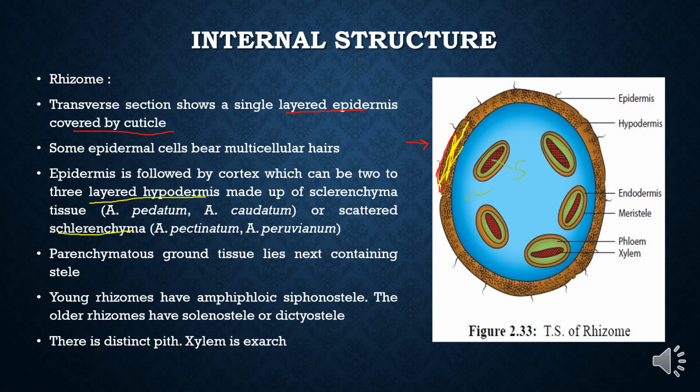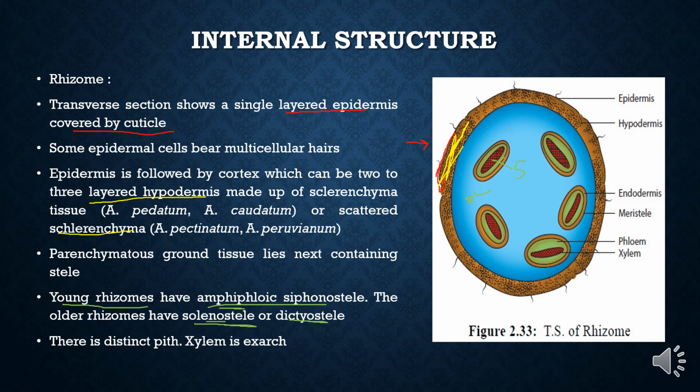So this ground tissue region is made up of parenchyma. And the stele we see here is a dictyostele, but when the rhizome is very young, it has an amphiphloic siphonostele. But as the number of leaves increases, there is an increasing number of leaf gaps. Due to this increasing number of leaf gaps, the amphiphloic siphonostele is converted to either a solenostele or dictyostele as the rhizome matures.